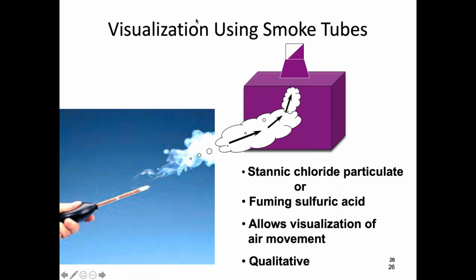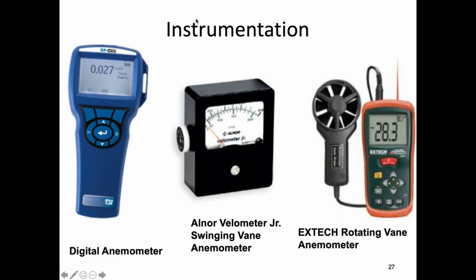Now you use tubes that generate a non-toxic gas. In fact, they're not that non-toxic, but they produce a relatively safe smoke. Stannic chloride or fuming sulfuric acid condenses moisture in the air into tiny particles, so you can visualize the air movement using that. That's qualitative though, right? That's okay if you just want to get a rough idea of whether something's working or not. But if you really want to measure it, you have to use instrumentation.